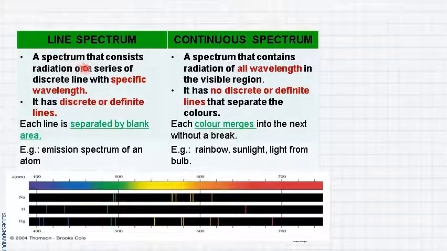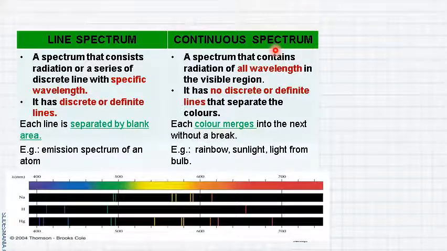Line spectrum consists of radiation or a series of discrete lines with specific wavelength. It has discrete or definite lines. If you look at the sodium, hydrogen, and mercury spectra, you can check 1 and then 2. So these are discrete lines or definite lines. Each line is separated by a blank area. The black color one is the blank area. So the example is the emission spectrum of an atom.